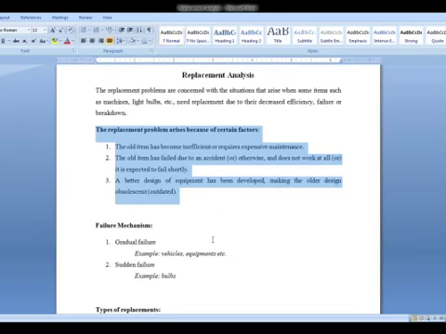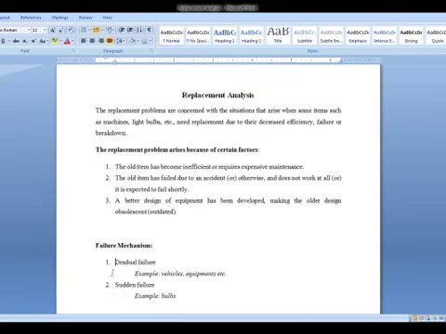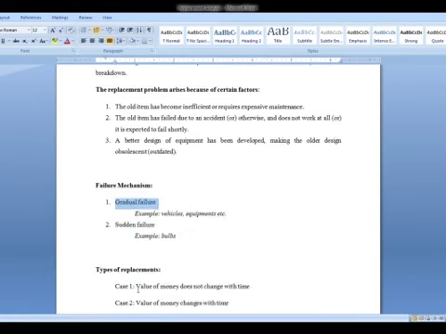Now there are failure mechanisms. They can be gradual failure or sudden failure. With gradual failure, like vehicles and equipment, they don't fail suddenly; slowly or gradually they fail. But some items such as bulbs fail all of a sudden. So there are two types of mechanisms: gradual failure and sudden failure. We will deal with sudden failure later. Now let us take gradual failure.